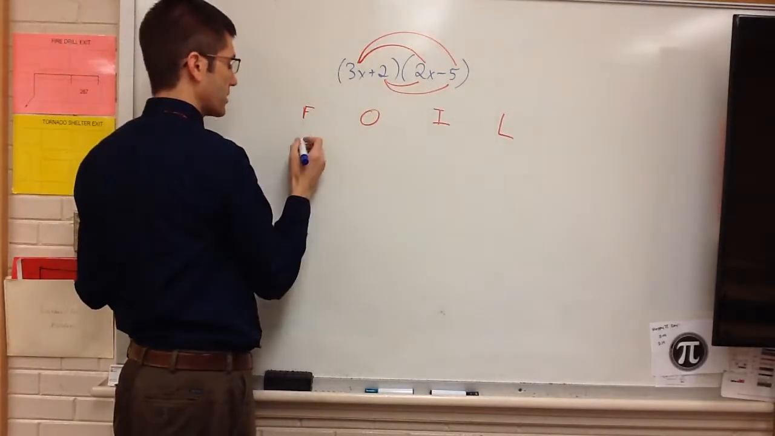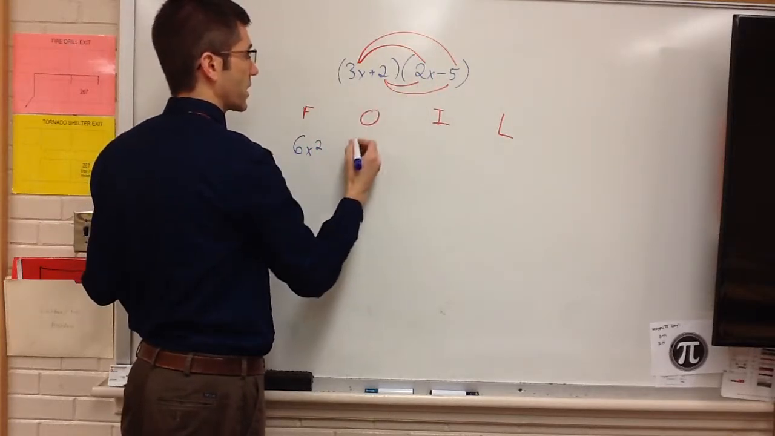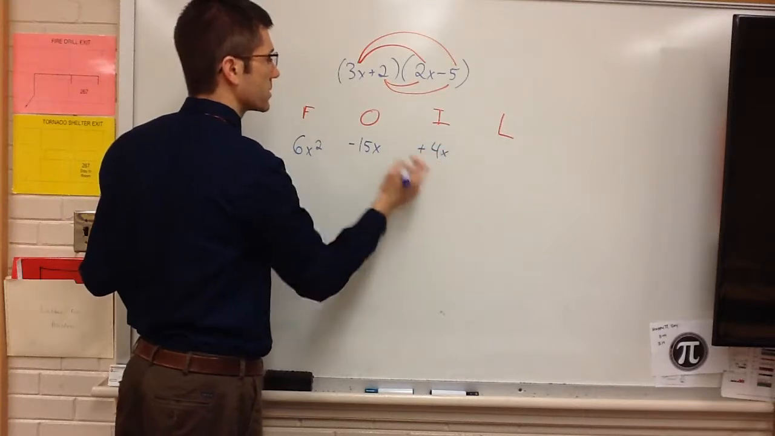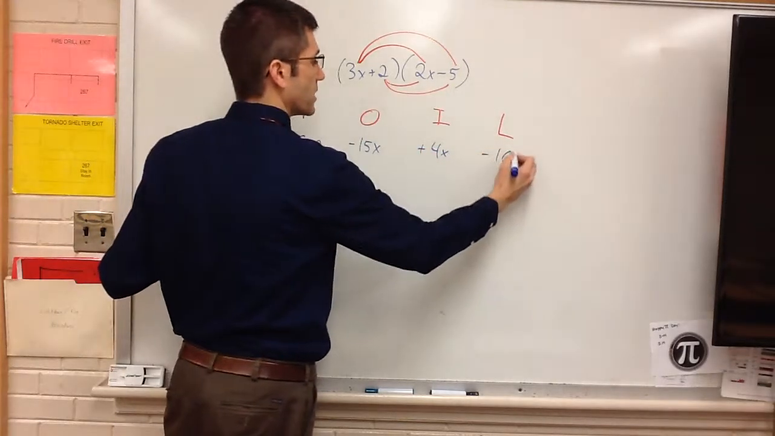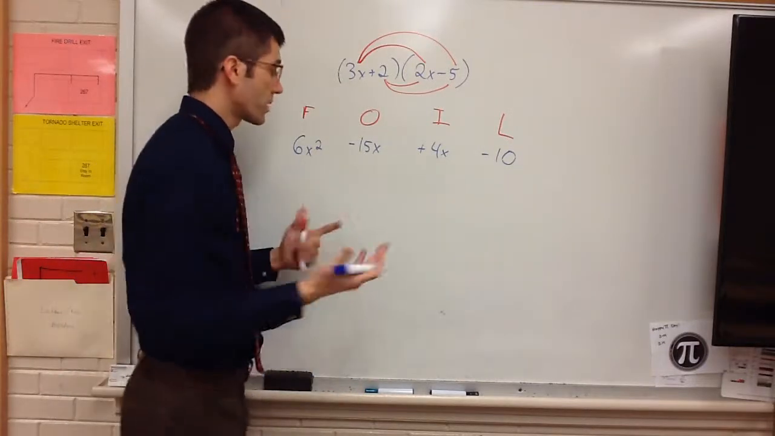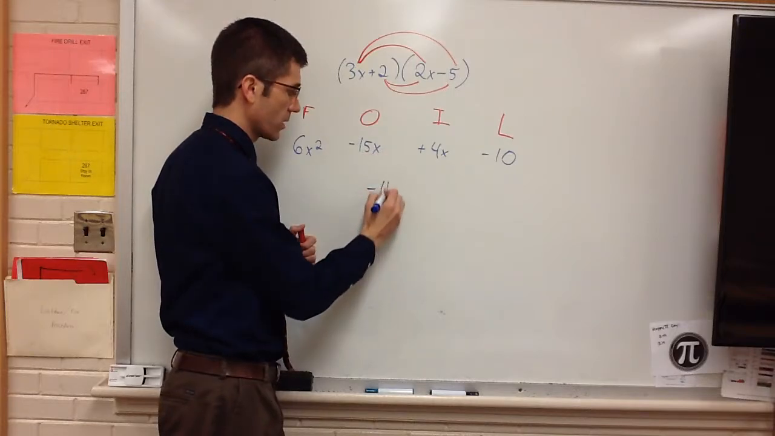So 3x times 2x is 6x squared. 3 times 2 is 6. 3x times negative 5 is negative 15x. 2 times 2 is 4x. 2 times negative 5 is negative 10. Most of the time, but not always, the two middle terms are like terms, and we can put them together. So negative 15x plus 4x. Well, negative 15 plus 4 is negative 11.